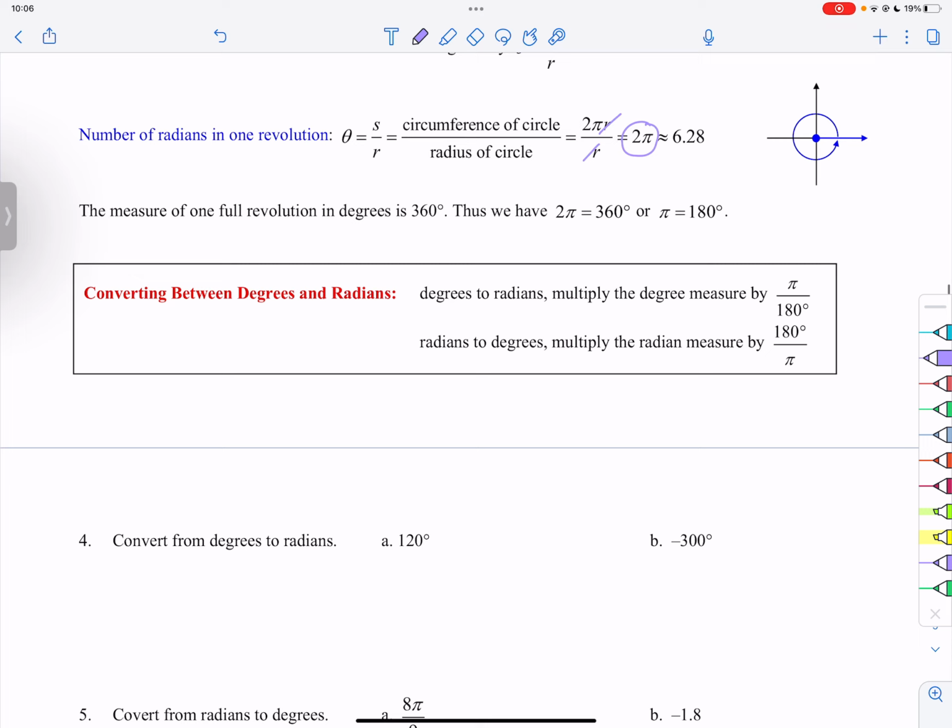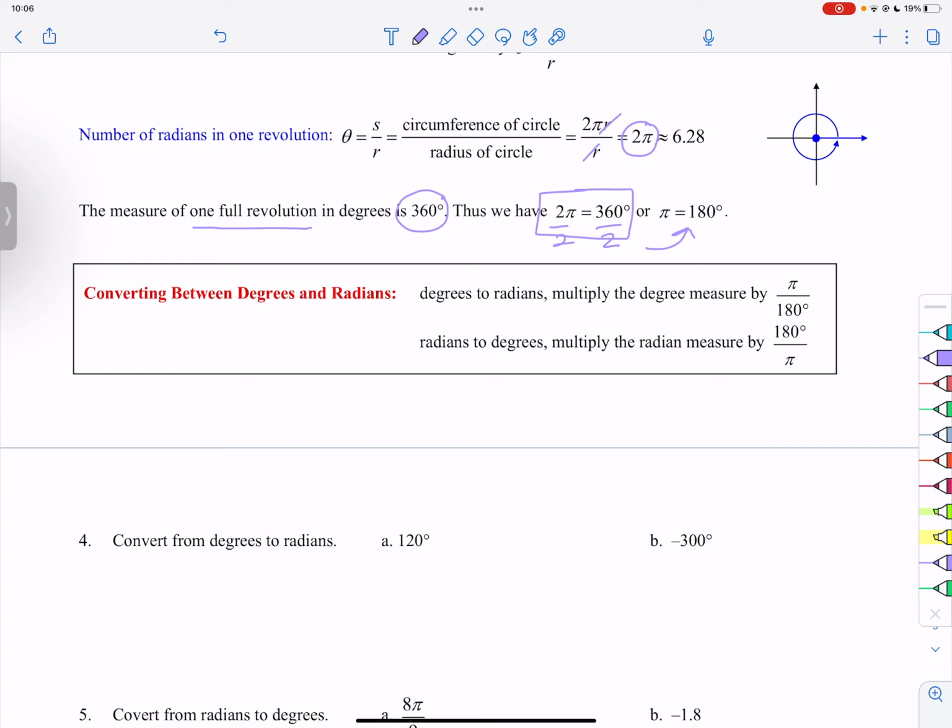So the measure of 1 full revolution in degrees is 360 degrees. So what do we know now? We know that 2 pi equals 360 degrees. If you'd like to divide both of those by 2, then you will have pi equals 180 degrees.